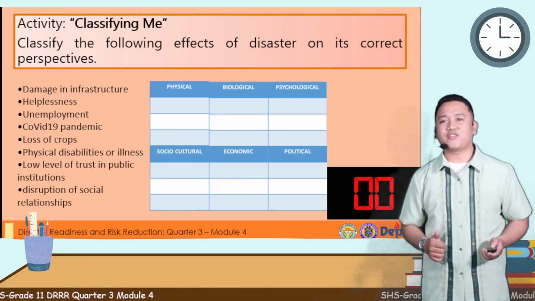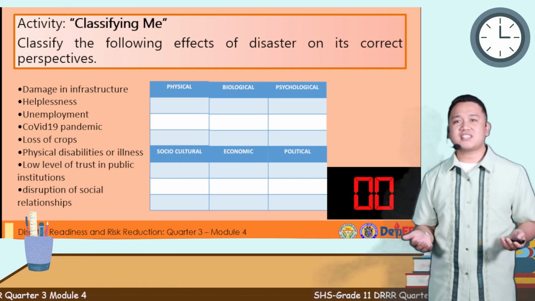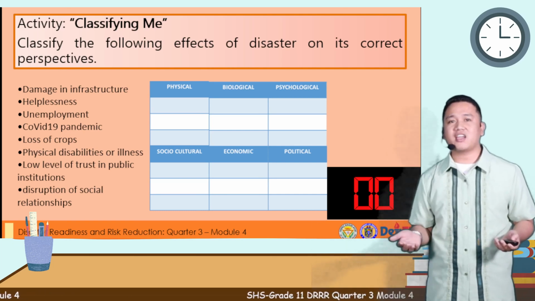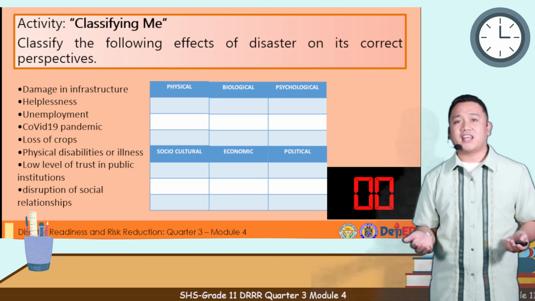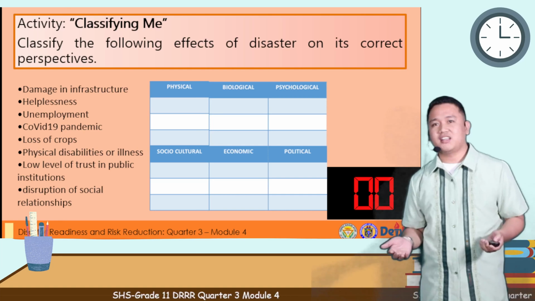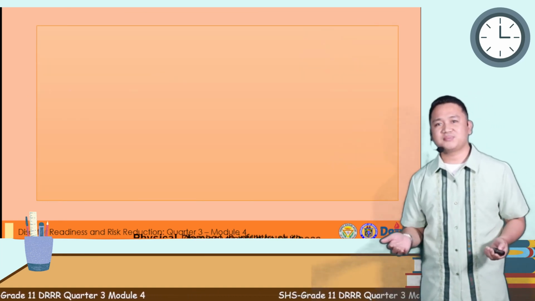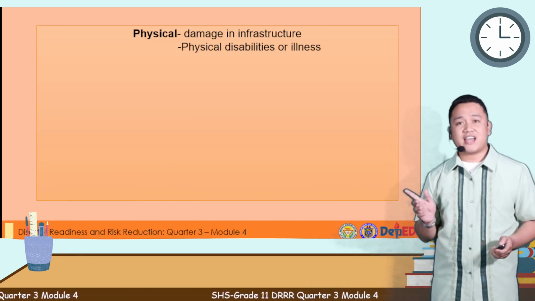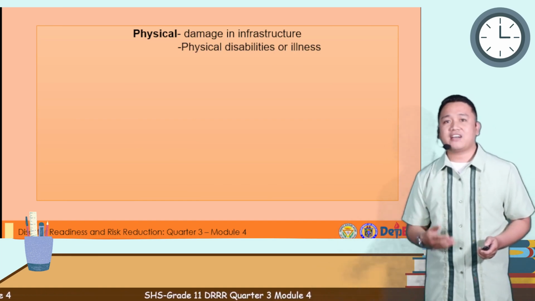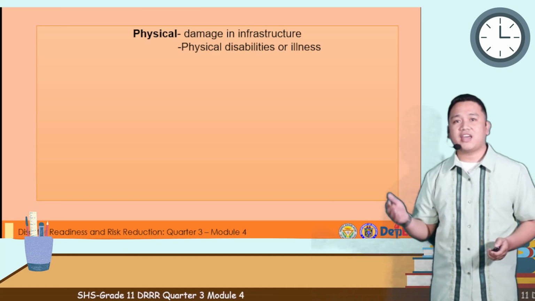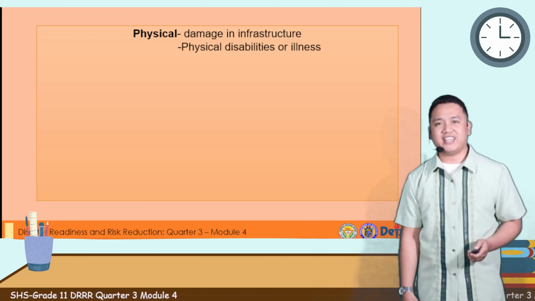So I hope you already classified the effects of disaster on its correct perspective. So let us know the correct answer in classifying the effects of disasters. So if your answer for physical, we have the damage in infrastructure and physical disabilities or illness.